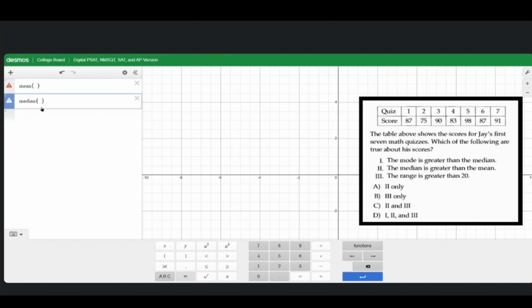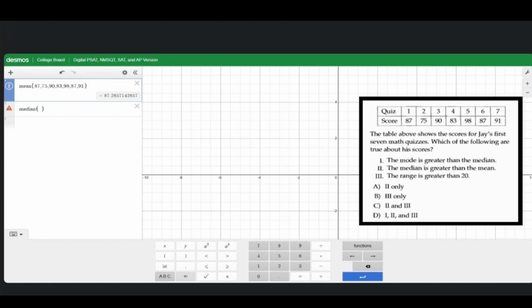Now, guys, we know that at least for the median, you have to arrange the data set in increasing order, but for technology, you don't have to do that. You don't have to worry about that. So just type in the numbers the way they are looking, right? So my first number is 87, comma 75, comma 90, comma 83, 98, 87, and 91. And there you go. We have our mean. Well, not nice, but yeah, we have a number.